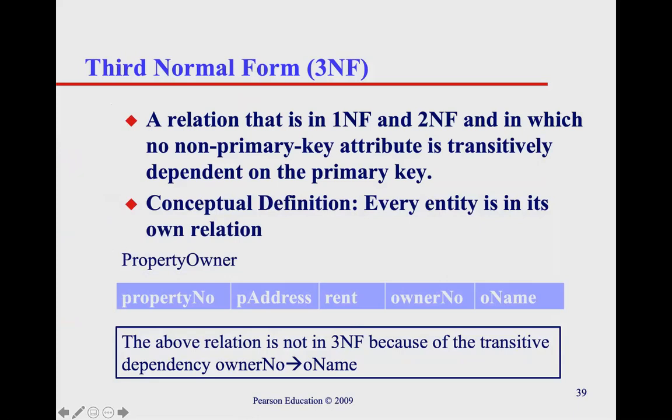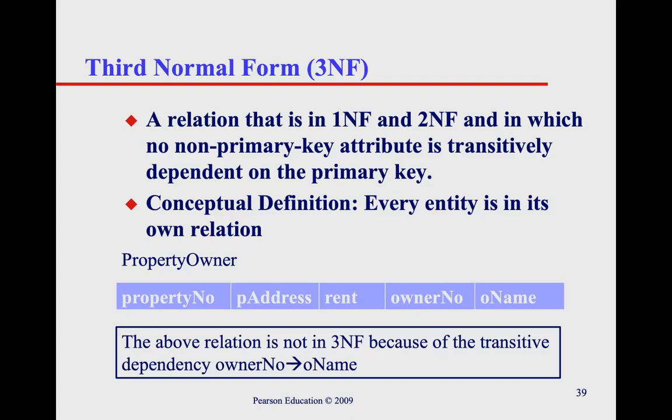Now, we still have not gotten every relation into what we call third normal form. Third normal form is one in which we don't have any transitive dependencies on the primary key. Here in the property owner, it is not yet in third normal form because there's this transitive dependency of owner name on owner number, and transitively, that depends on the property number. So we need to get rid of this transitive dependency.